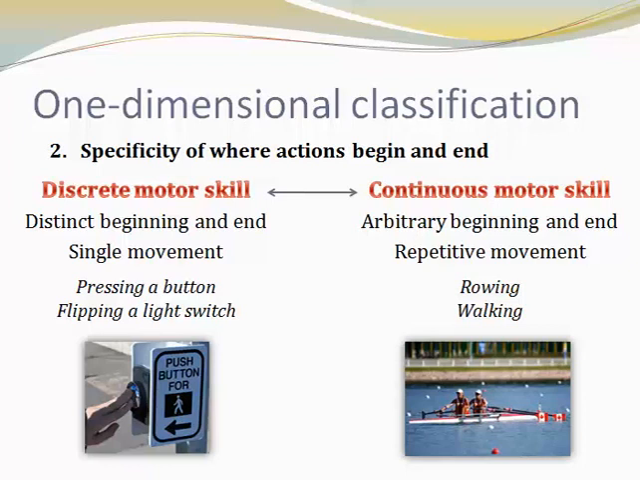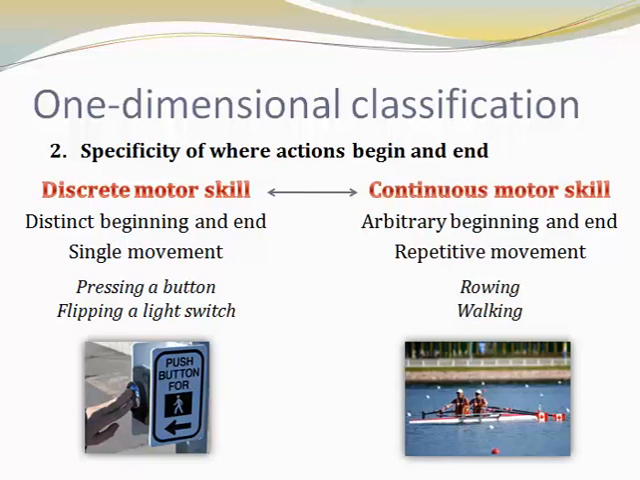So, for example, again, we have a spectrum. We have motor skills that are referred to as discrete because they have a distinct beginning and end to the movement. So generally speaking, these are considered to be single movements. Something like pressing a button, flipping a light switch, throwing a ball. These would all fall into the category of a discrete motor skill. There's a very distinct beginning and end to the movement.